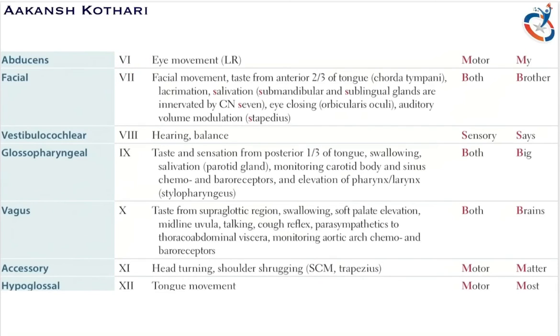Now talking about one more important nerve, that is the facial nerve, which is usually tested in your exams. The facial nerve is cranial nerve 7, which is both motor as well as sensory. There are a variety of functions of the facial nerve, which includes facial movement. So if there's an injury to the facial nerve, the person can develop facial droop.